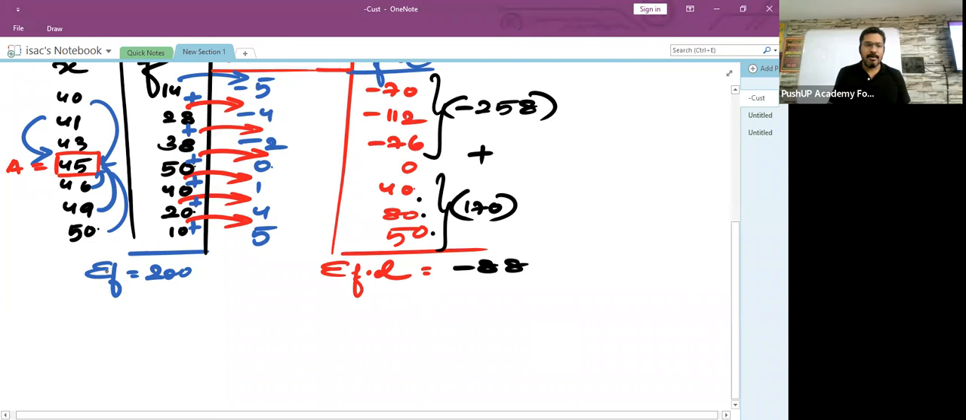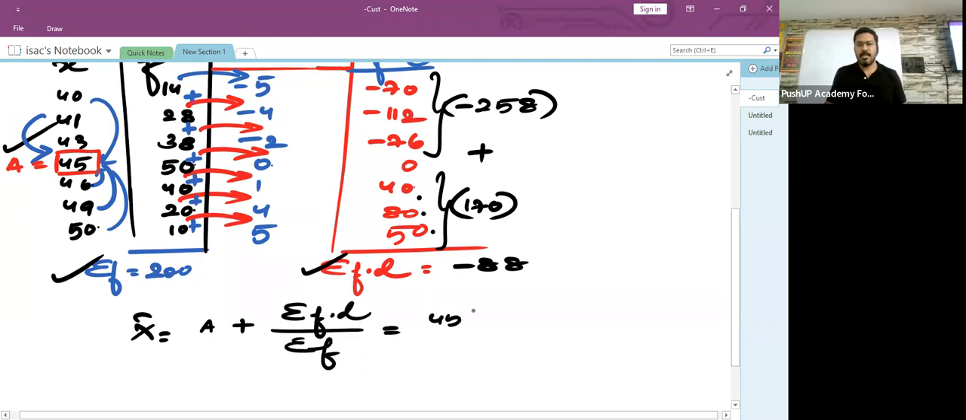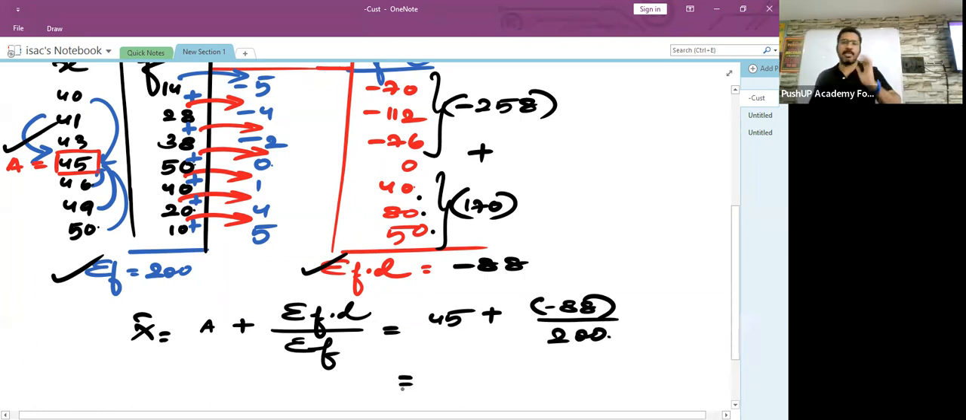So whatever values you needed, assumed mean, sigma f d, sigma f, have we found them? Yes, we have. So let's find the arithmetic mean by using the direct method, that is assumed mean plus sigma f into d divided by sigma f. Assumed mean is 45. Sigma f d is -88. Sigma f is how much? 200. I'm not going to help you further. Please do it. How much is it, Monish?